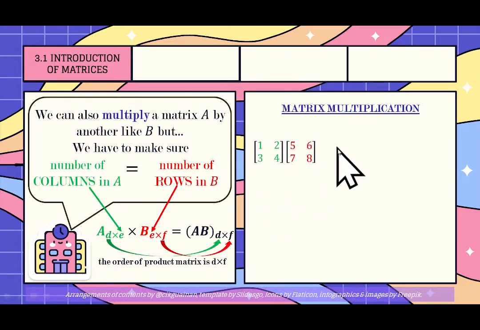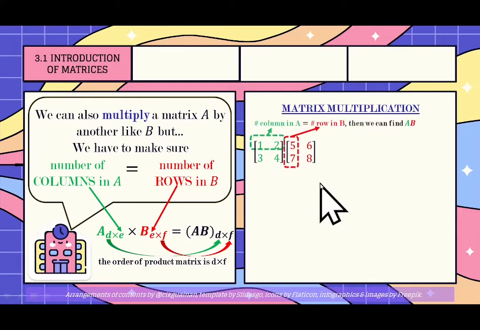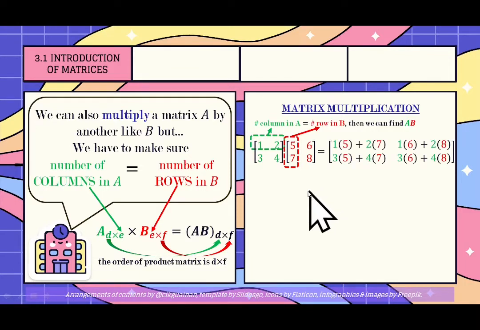So let's consider the first example. The number of columns in the front matrix equals the number of rows in the back one, so we can find AB. This is the multiplication result, and this is the final answer.